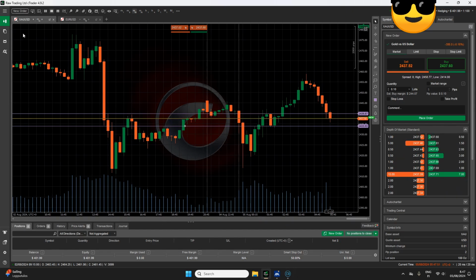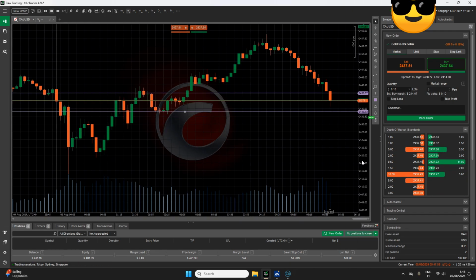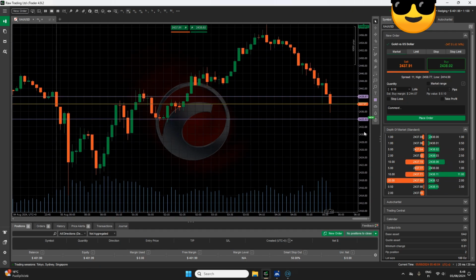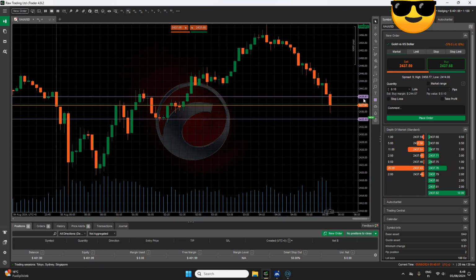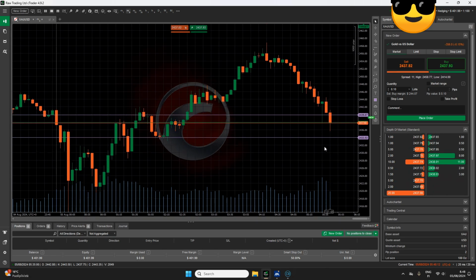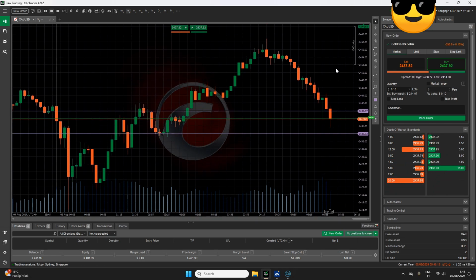Now, this is gold. Yes, this is gold. And I want to try to scalp this gold this morning to go up. I've been watching the gold, especially on these two levels: 2439.87 and 2433.93. I'm looking to scalp this gold this morning if it goes our way.